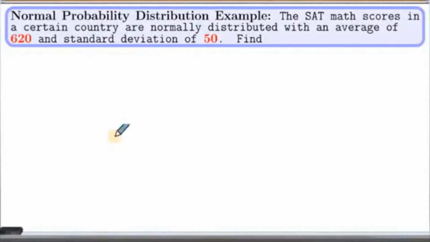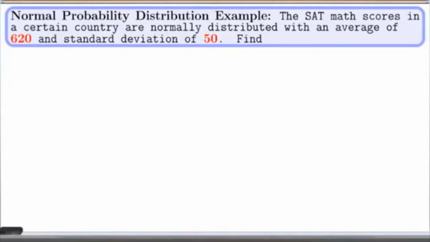In this video, I'm going to work on the example of normal probability distribution. This is the example that I will be working on, and there are 4 parts to it. Let me read the question first.